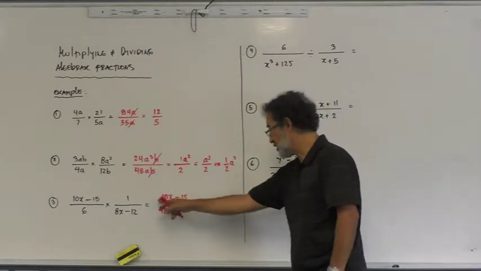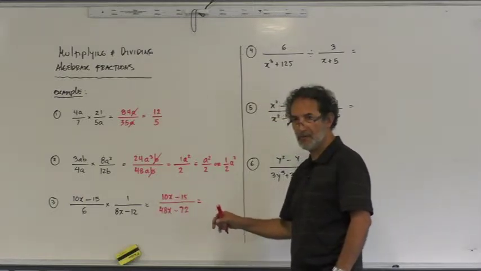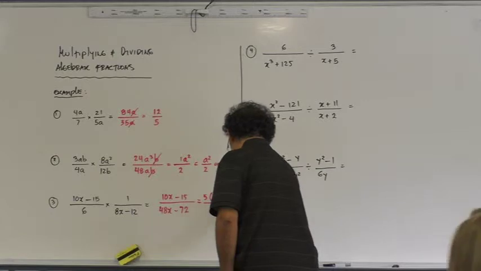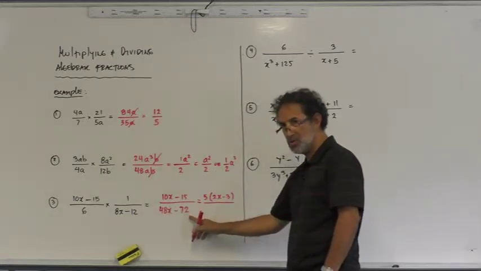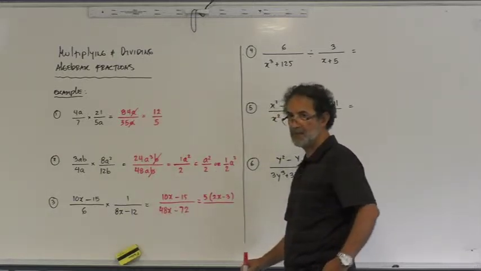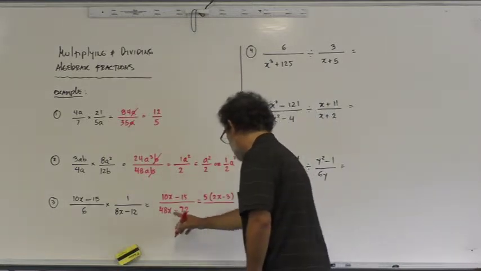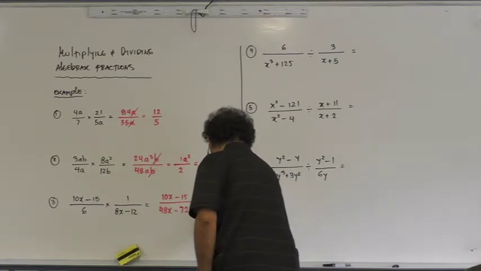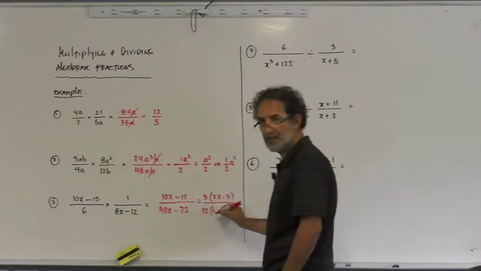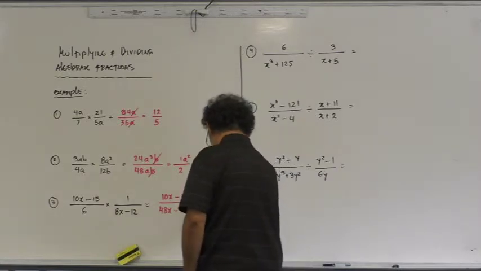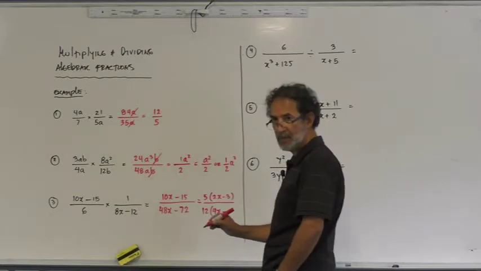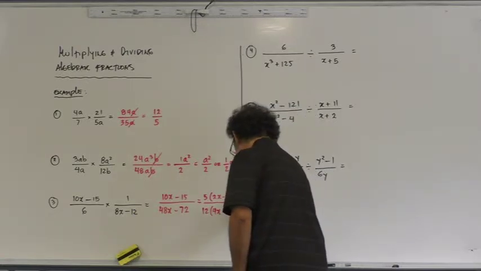Okay, Chelsea, so what is the common factor between these two? 5. Okay, and what is left? 2x minus 3. And what is the common factor from these two? 12. Okay, so 12 goes into 48 how many times? 4 times. So it's 12, and then it's 4x. Yeah, so this is 4x. And then minus? 6. Minus 6.